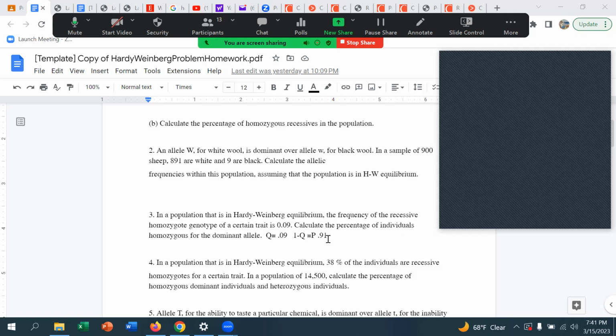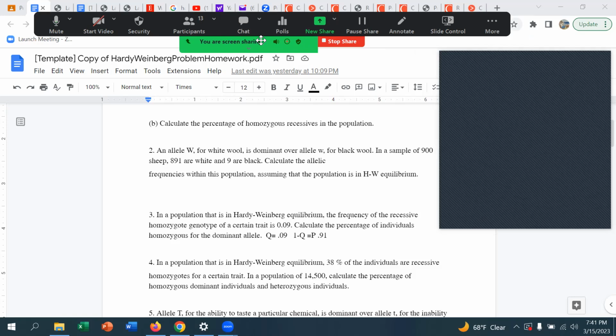Anybody tell me what that is? How do I get homozygous dominant individuals? Anybody at all? Is it q squared or p squared or 2pq? It's one of those three. Do you remember from our video? Anybody at all?